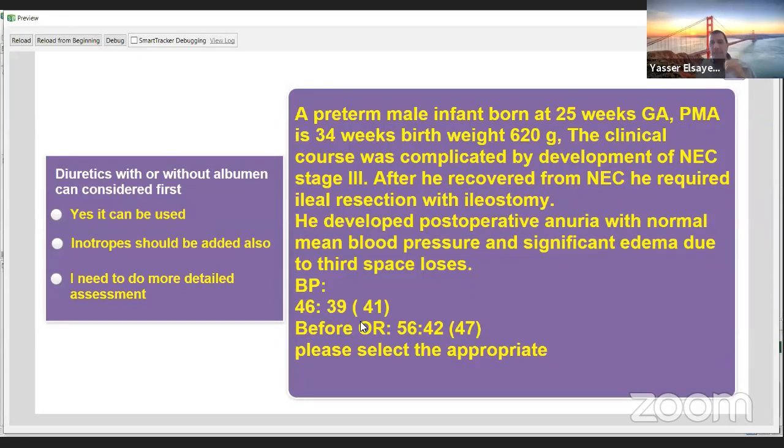This could be due to underfilling, or could be due to poor myocardial performance. So you cannot use diuretics for someone with empty heart. Diuretics is dangerous to be used when you have underfilling of the circulation. Inotropes, the same. It could be due to underfilling or poor myocardial performance. In this situation, inotropes should not be added, because if you add inotropes on top of empty heart, you will worsen the underfilling. Inotropes might improve the systolic performance at the expense of the diastolic filling. So we need more assessment, and more assessment.